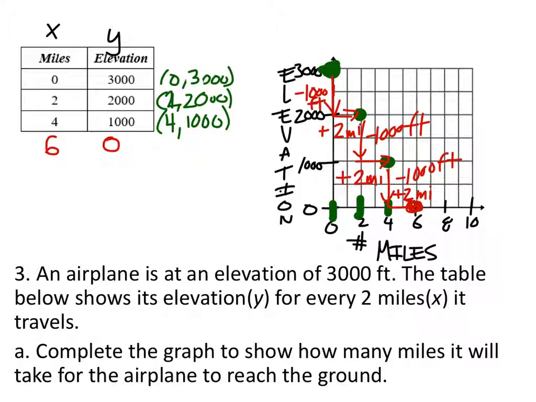And also, for this one, we would connect these points because you can have half a foot and half a mile on this. So we'll connect these points, something like that. You can find the rate of change in the table. It went down 1,000 feet for these 2 miles. So yeah, the final answer for this one is 6 miles.